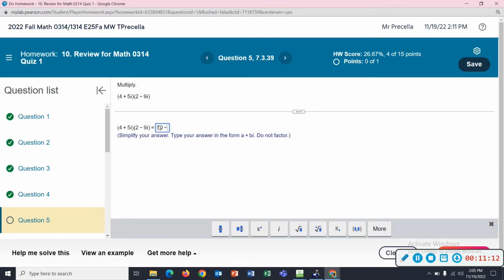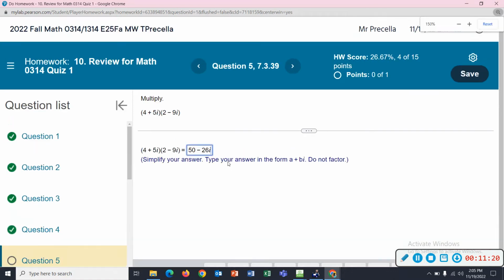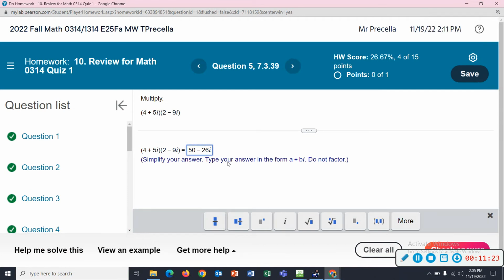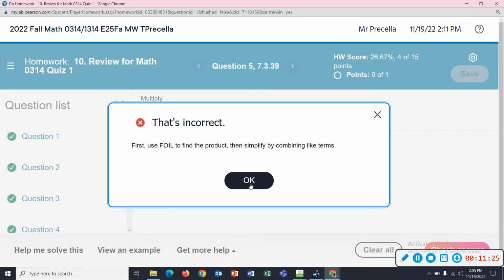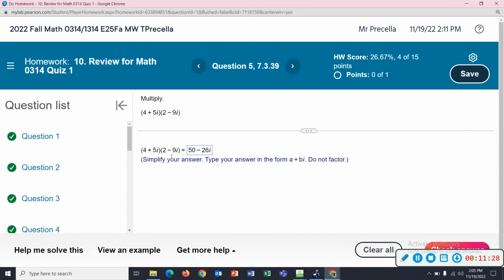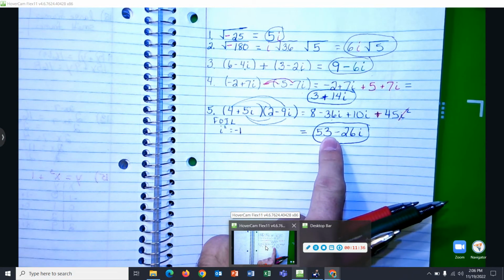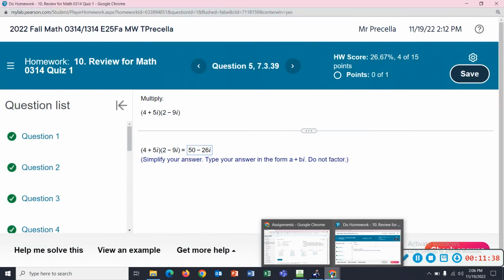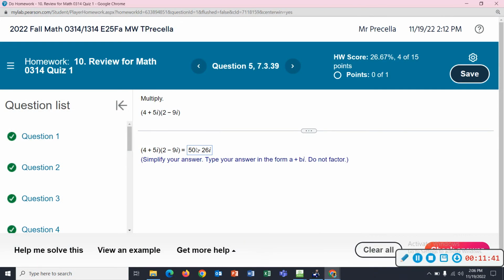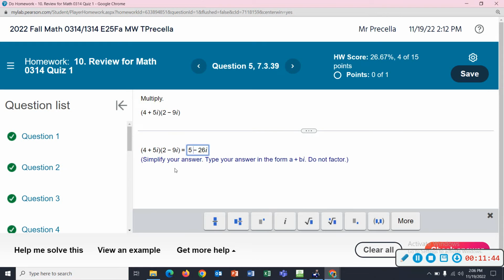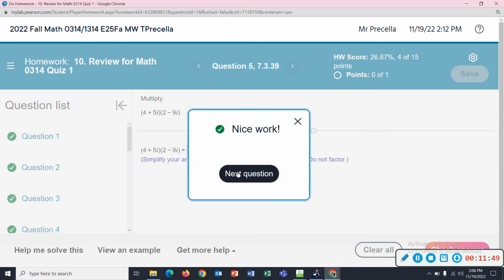50 minus 26i. Let's see if I can make this a little bigger for y'all. There. I'll check my answer. Oh, wait. What did I write wrong? 50? Oh, it's 53. I'm sorry about that. 53 minus 26i. I typed the wrong answer in. 53 minus 26i. Okay.